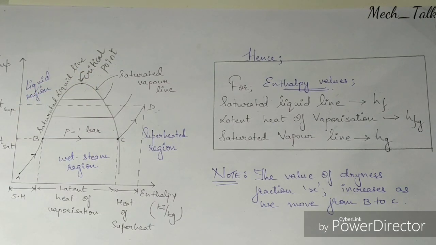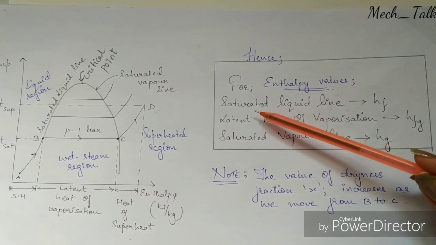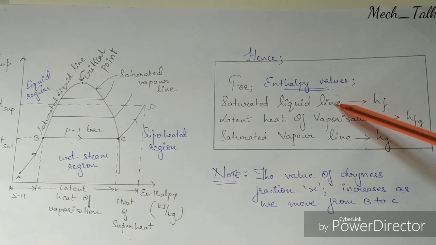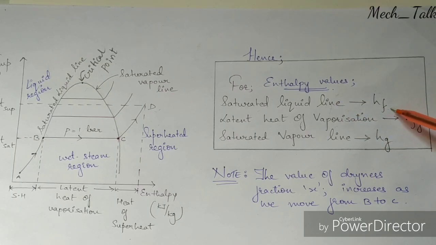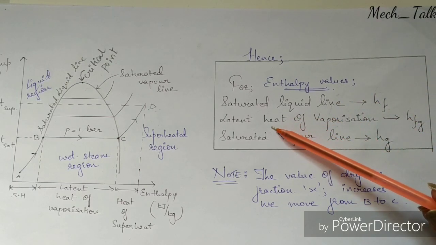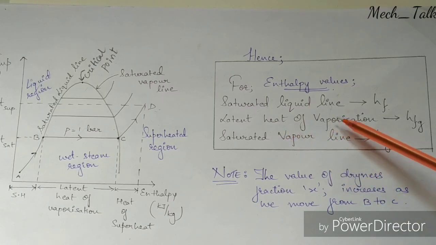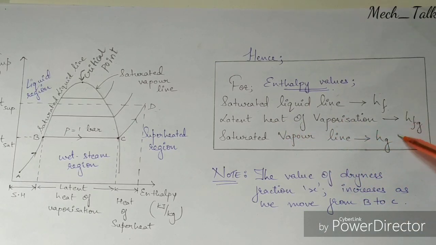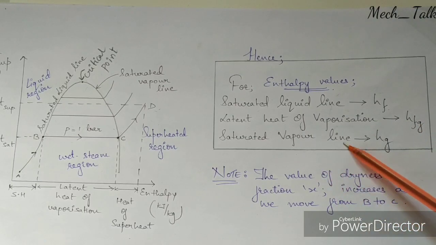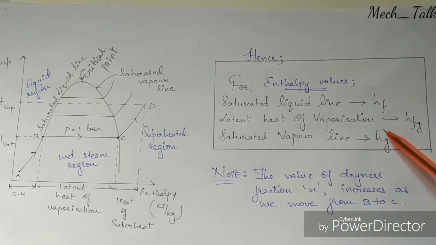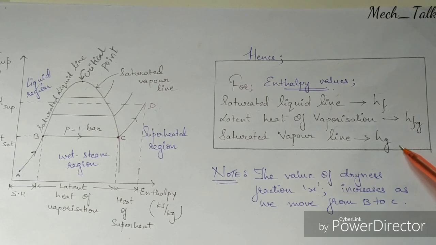Hence we can summarize that the enthalpy value of the saturated liquid line is indicated as HF. The enthalpy of latent heat of vaporization is indicated by the symbol HFG, and the saturated vapor line enthalpy is indicated by the symbol HG.